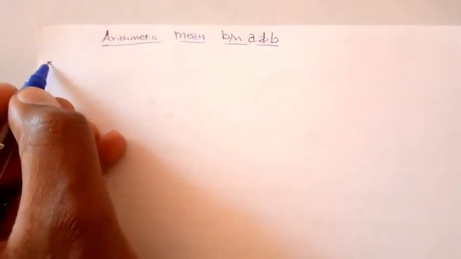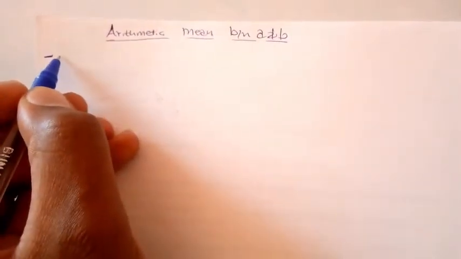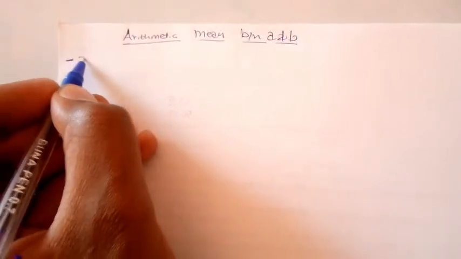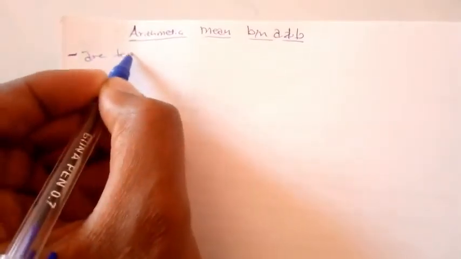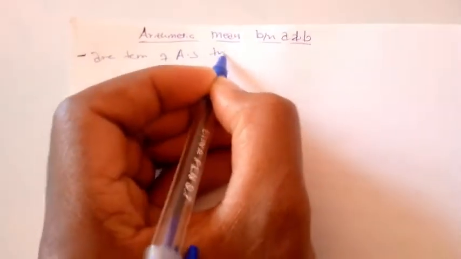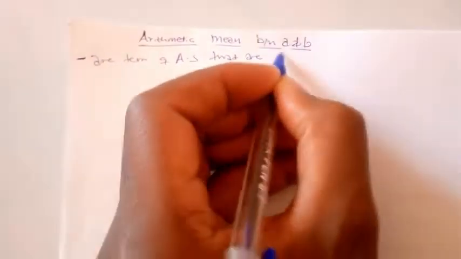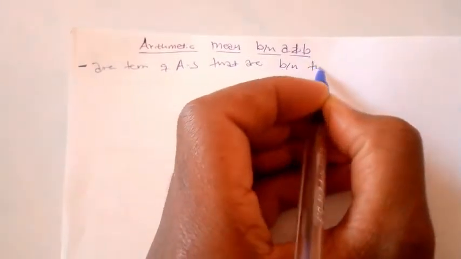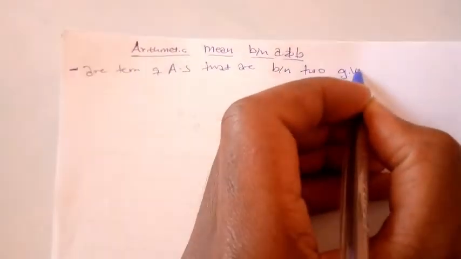First, what is arithmetic means? Arithmetic means are terms of arithmetic sequence that are between two given terms.